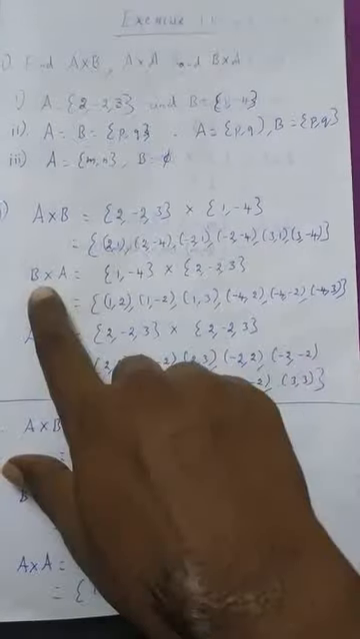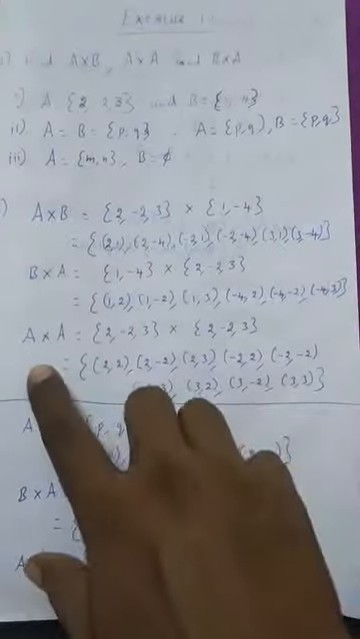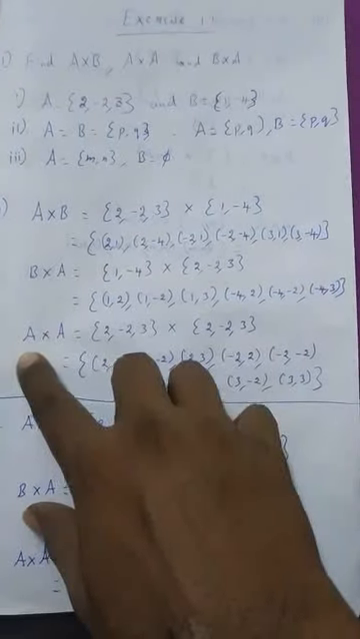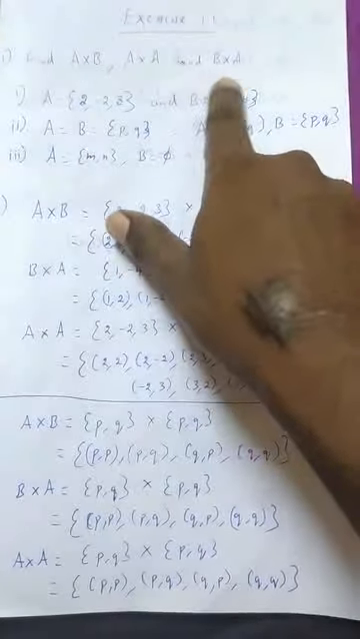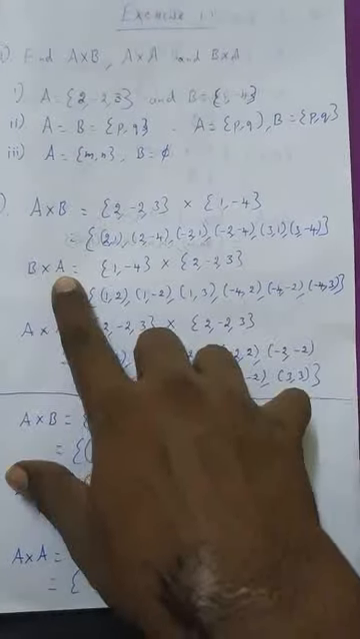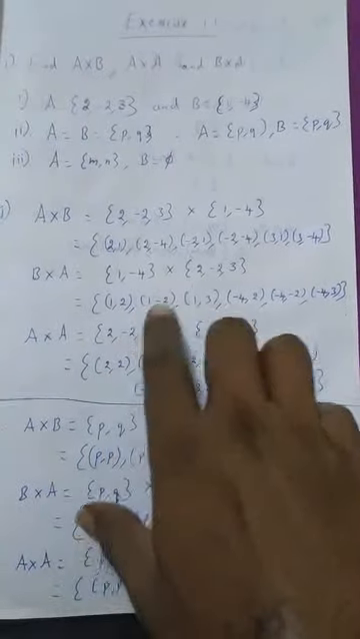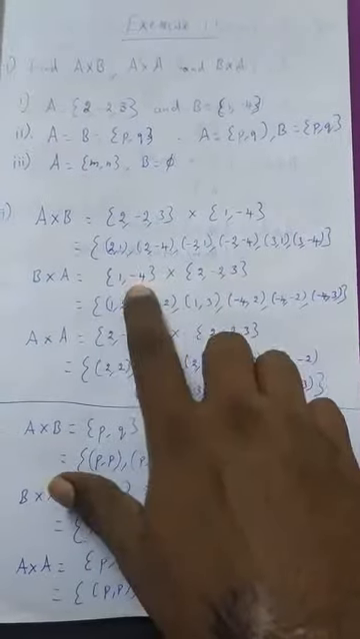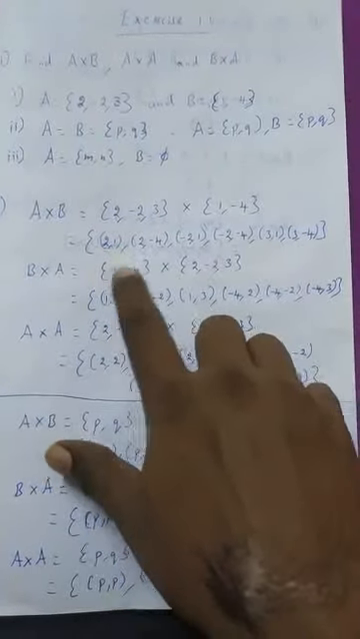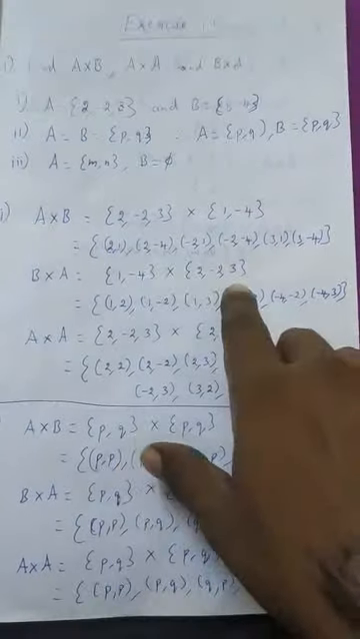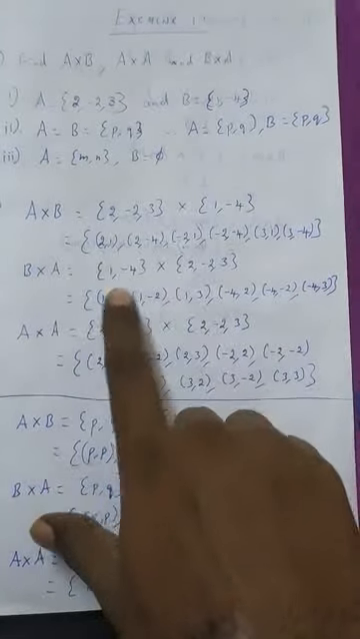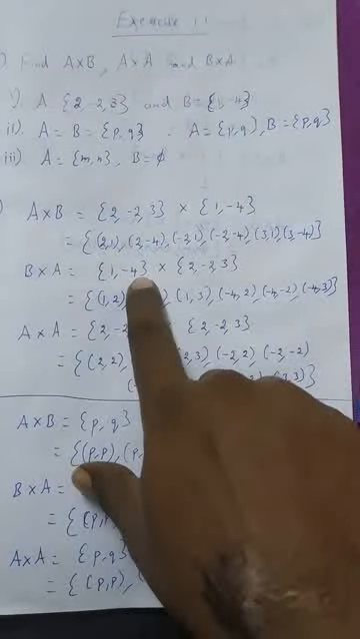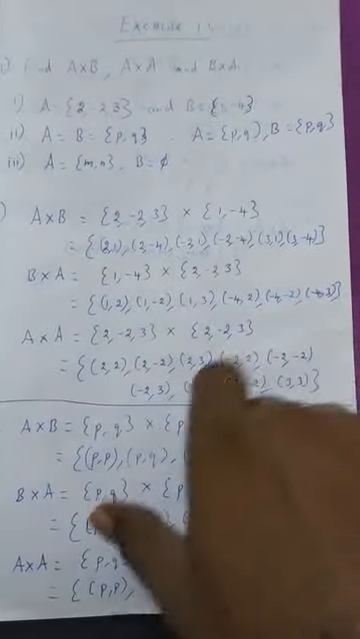Next one is A cross A, but before that we'll finish B cross A. B cross A is nothing but we have to interchange the order. In our previous question it was A cross B, here it is B cross A, so we have to write B first and A next. Again in the same way: (1,2), (1,-2), (1,3). Again (-4,2), (-4,-2), (-4,3).